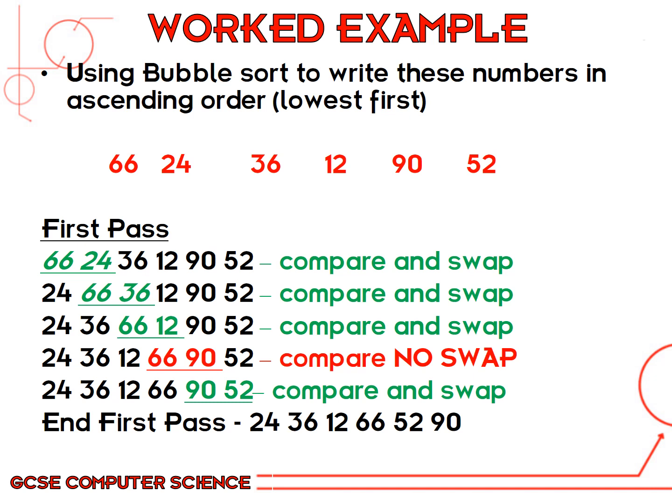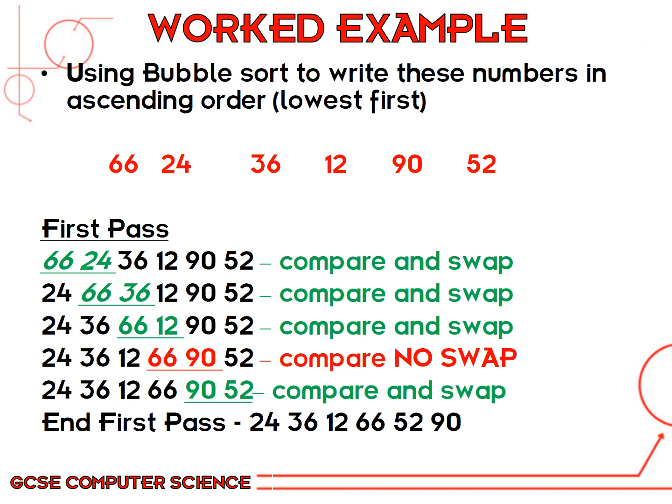Then you look at the next pair. So once the numbers are swapped, you compare the next set. You compare 36 and 64. 36 needs to swap round. Then you do the next set, 64 and 12. That needs to swap as well. Then you do the next pair, 64 and 90. They're in the right order, so you leave them as they are. Then we do 90 and 52. They need to swap, so you swap them over.